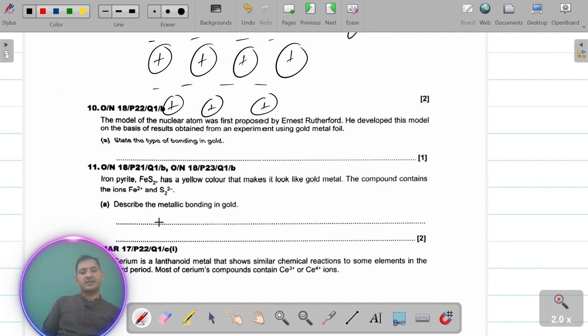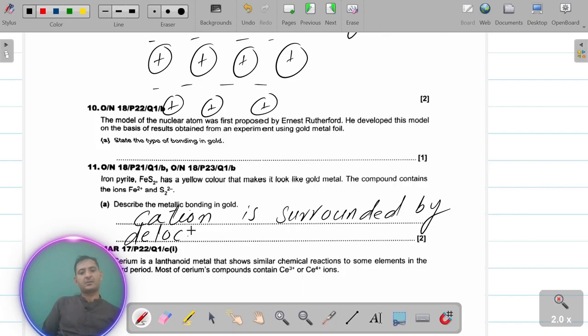Once again, a cation is surrounded by delocalized electrons, because it is a metal. Okay, next.